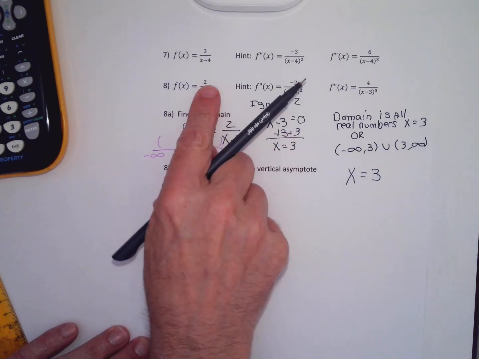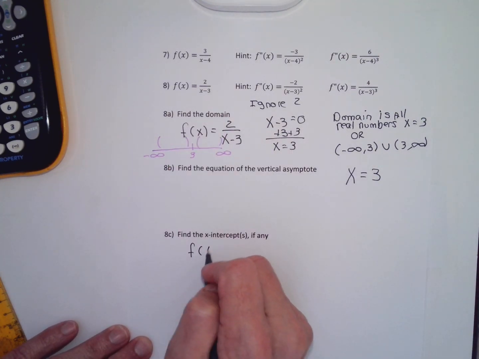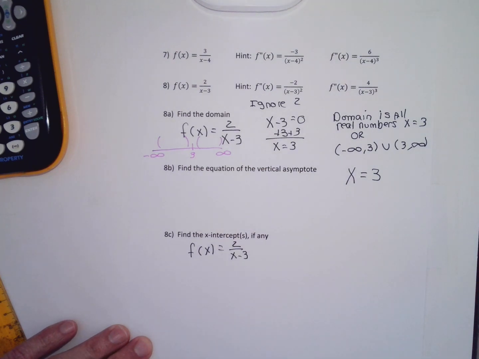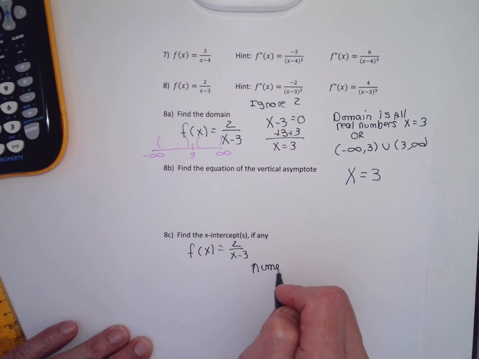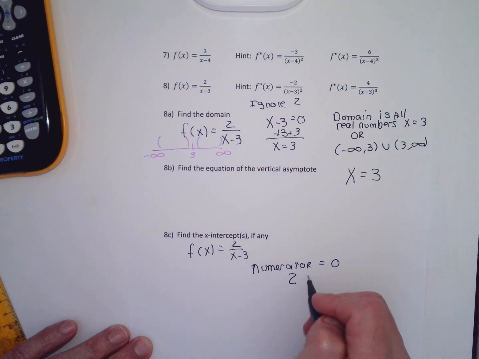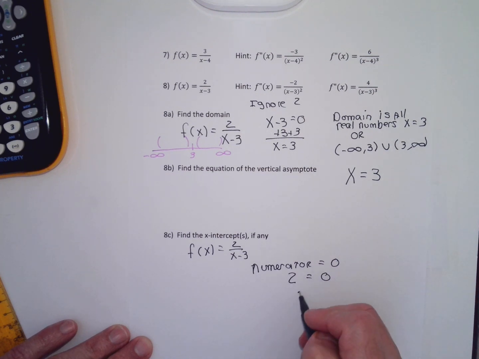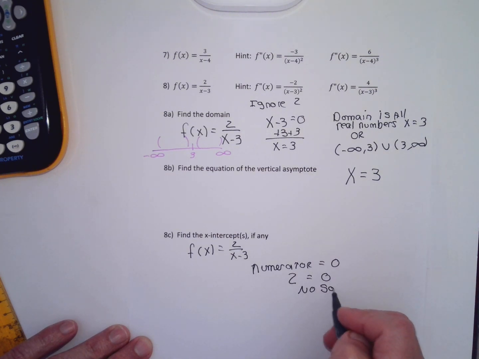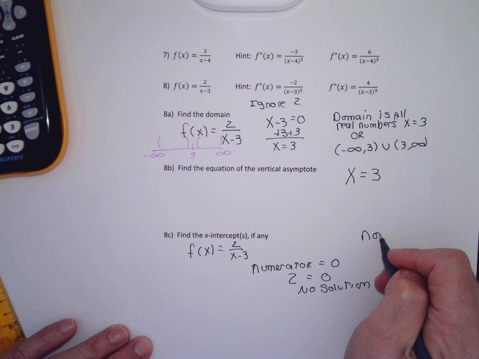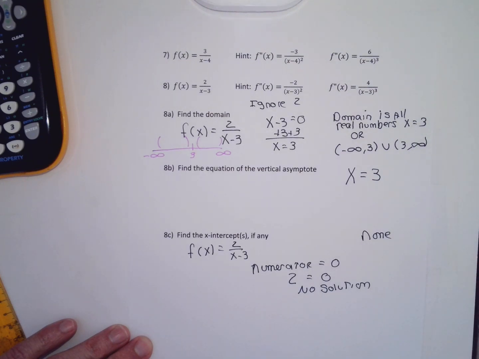To find the x-intercept of the fraction, I'm given the fraction f of x equals 2 over x minus 3. We learned in the first video to find an x-intercept, you just set the numerator equal to 0. But there's no solution to this because there's no x in the numerator. This means this graph isn't going to cross the x-axis. There are no x-intercepts. There only can be an x-intercept if there's an x in the numerator.